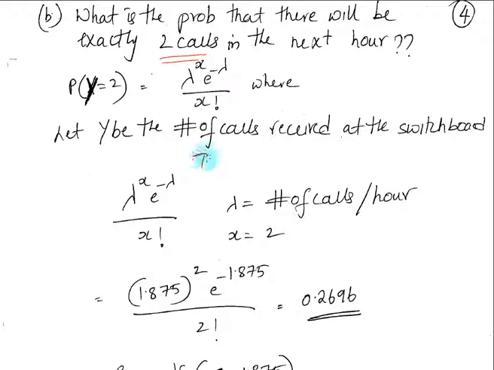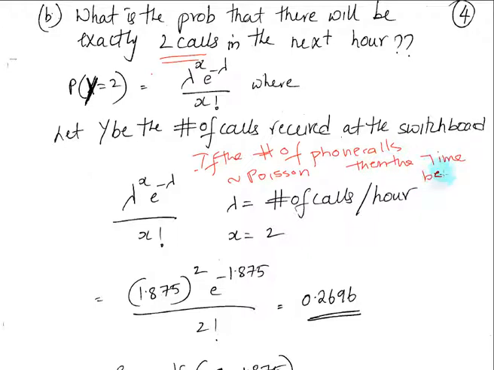interesting relationship. If the number of phone calls to a switchboard are distributed Poisson, then the time between phone calls is distributed exponential. So we can use this idea to answer this question.